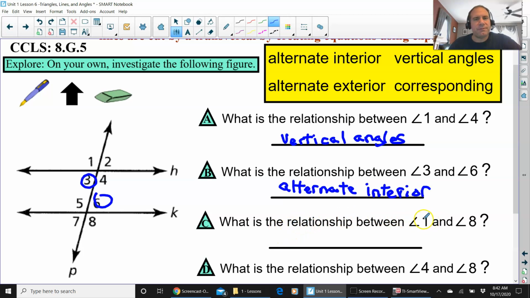What is the relationship between 1 and 8? So 1 and 8, I'm going to erase these, and I'm going to just put a circle around 1 and 8. Still across from each other, but now they're both on the outside of the parallel lines. And if you said alternate exterior, you're correct.